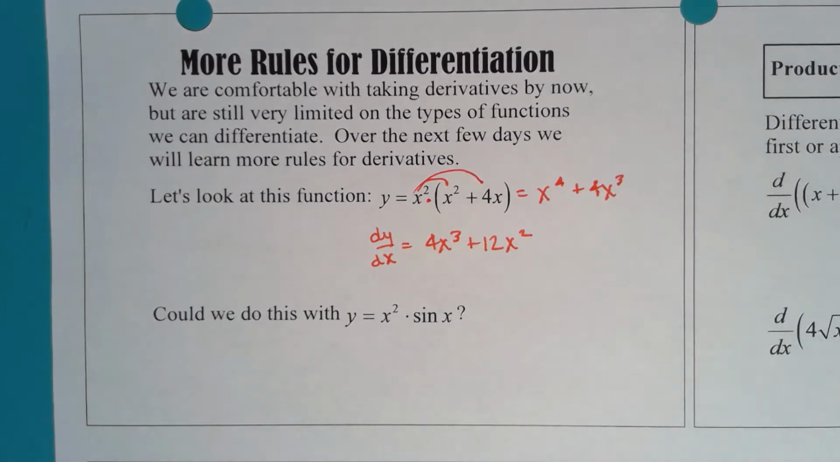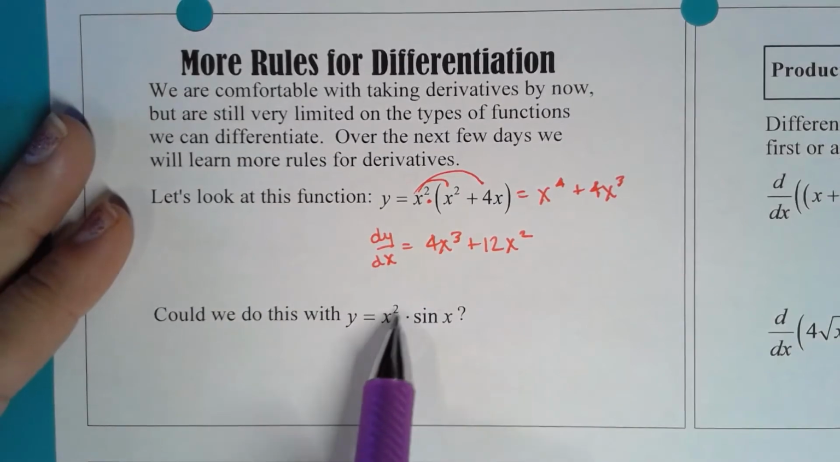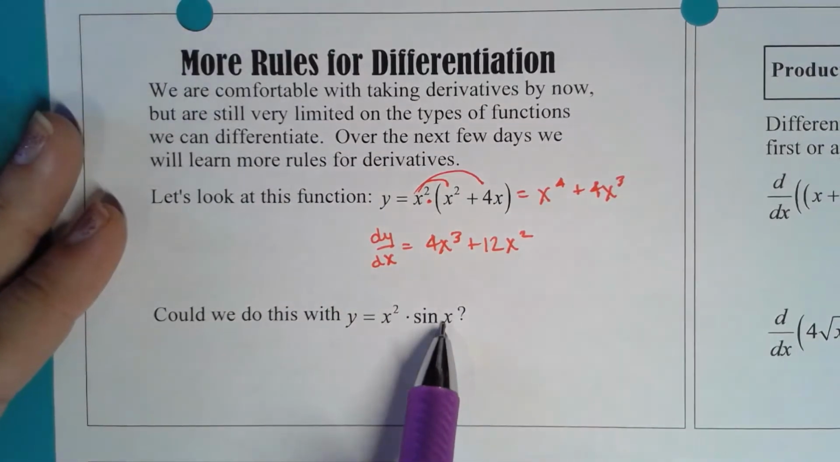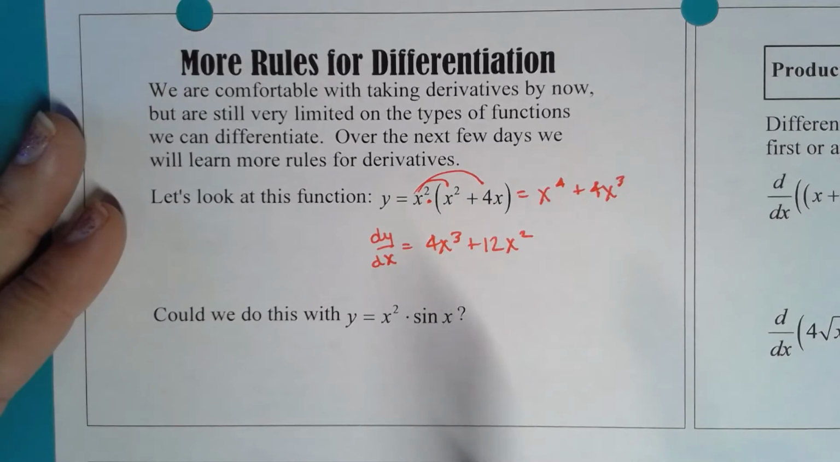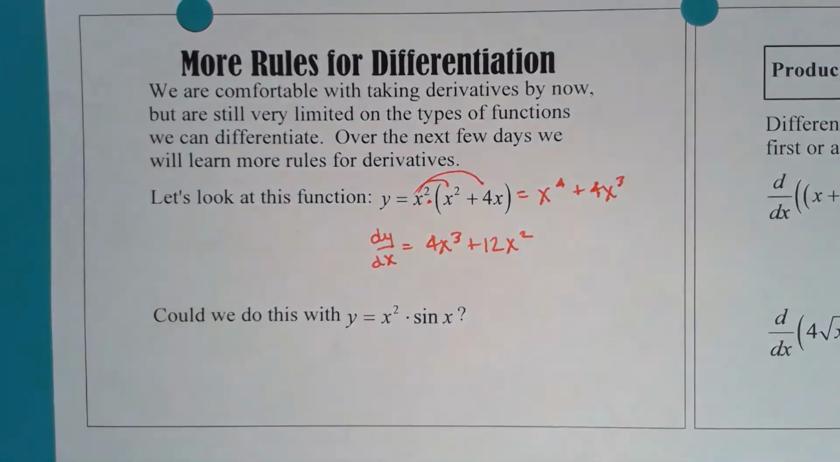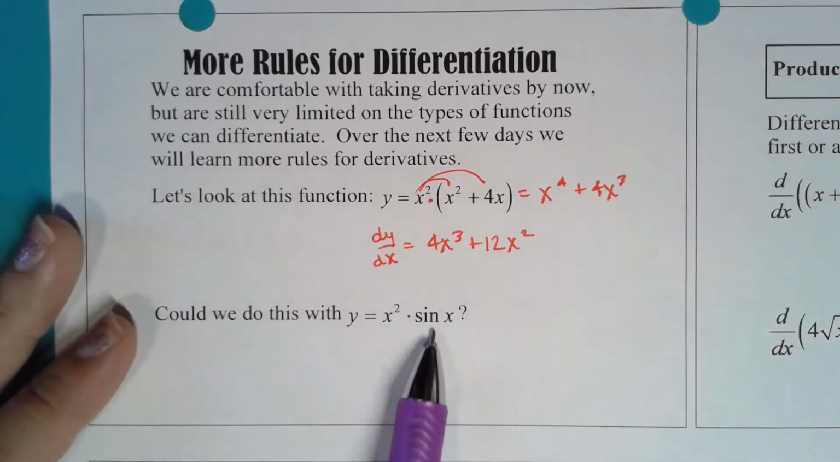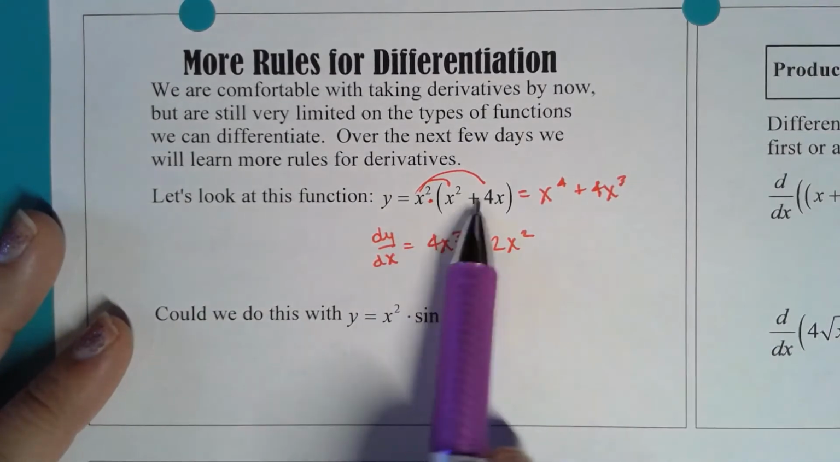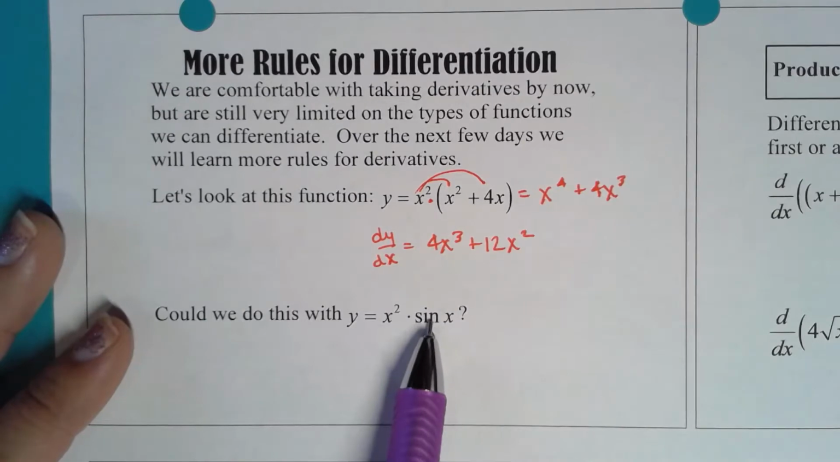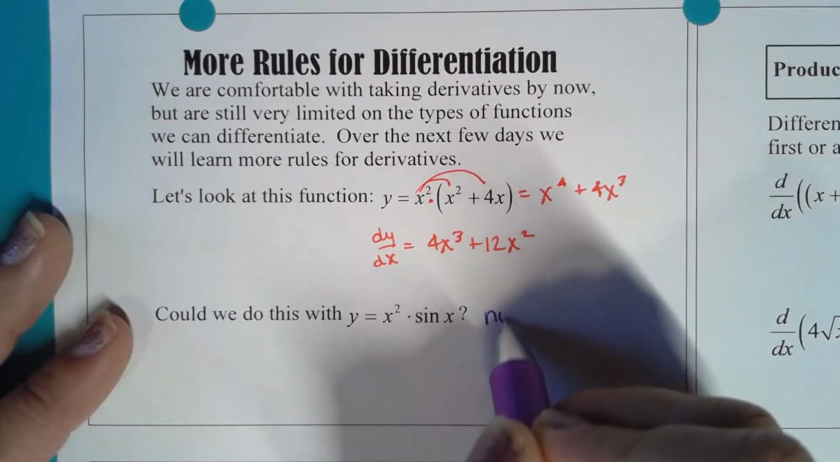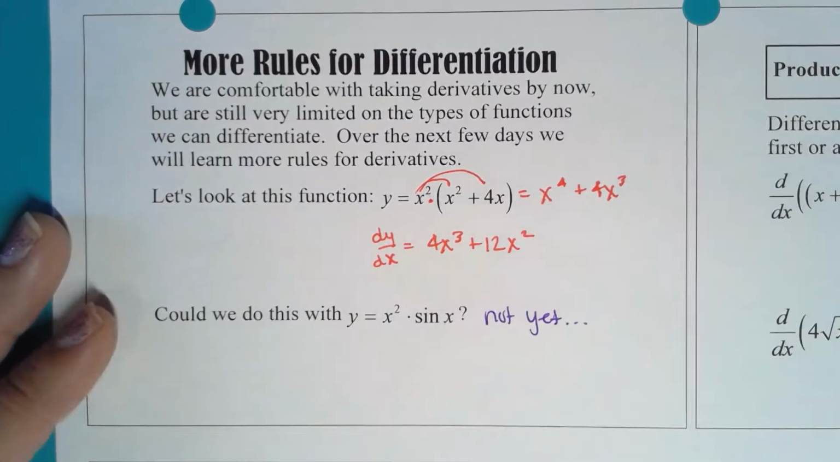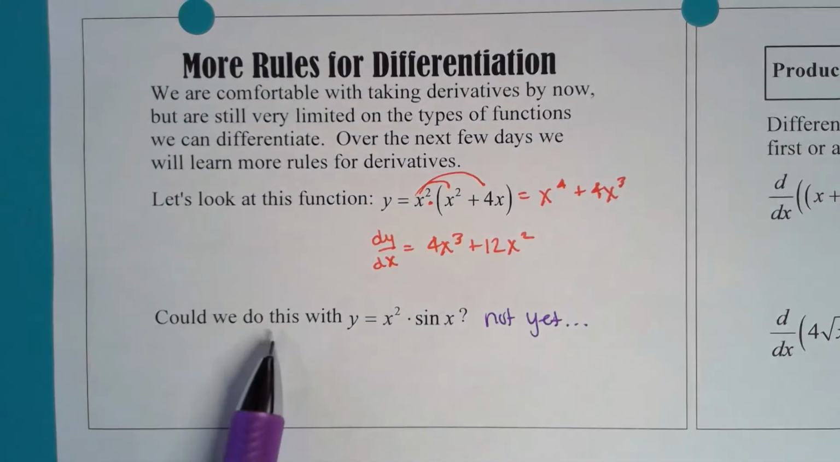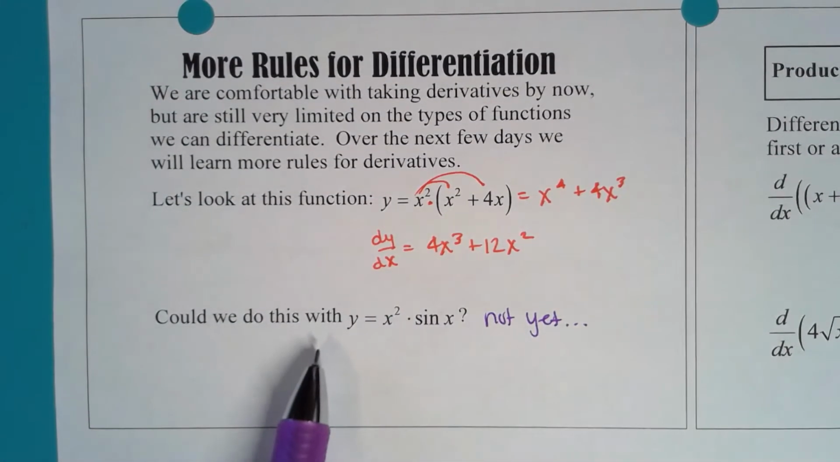However, could we use that method on this function, y equals x squared times the sine of x? And the answer is no. Why? First of all, we don't know the derivative of sine x. That's our first hang up. Secondly, we can't simplify to get rid of the product. So I'm going to just write not yet. Okay. Well, it says, could we do this? No, we can't distribute an x squared into that sine x.